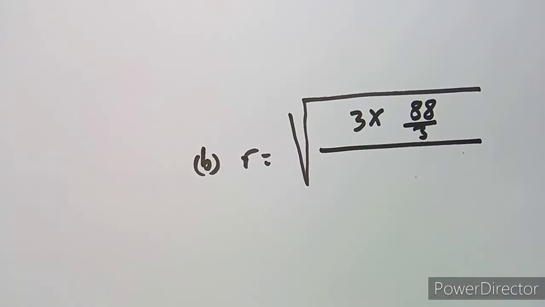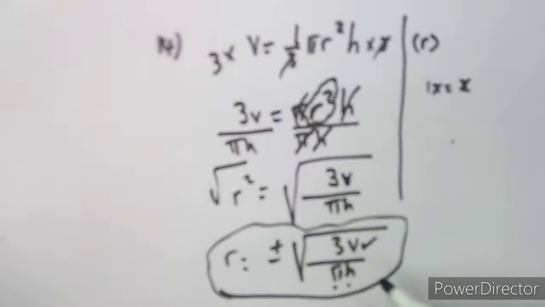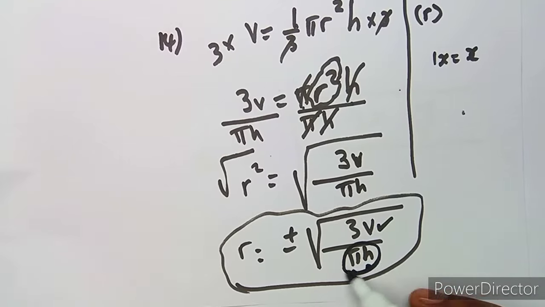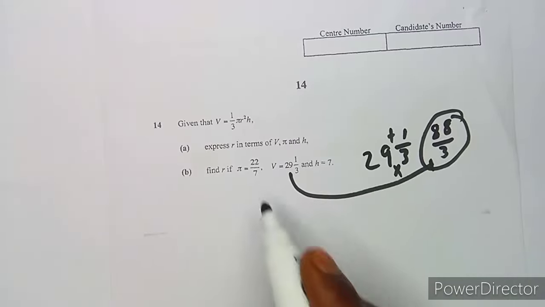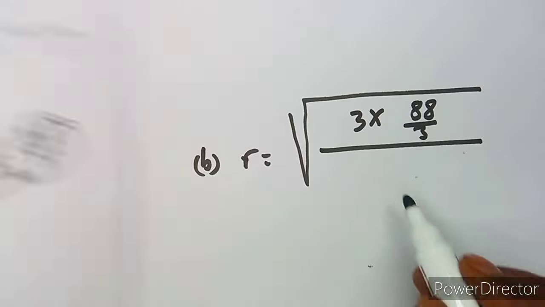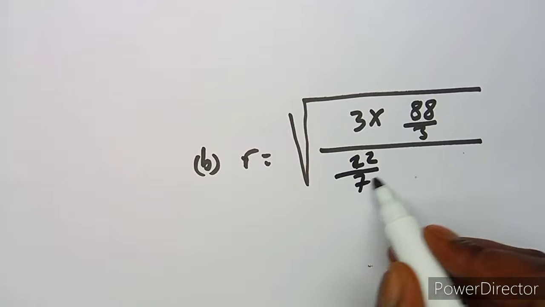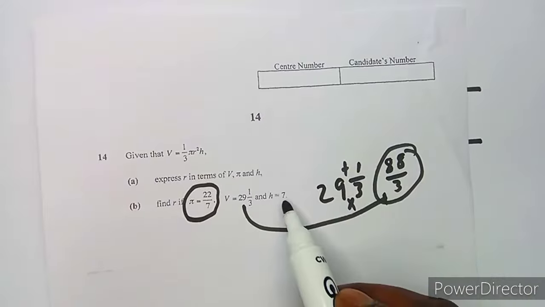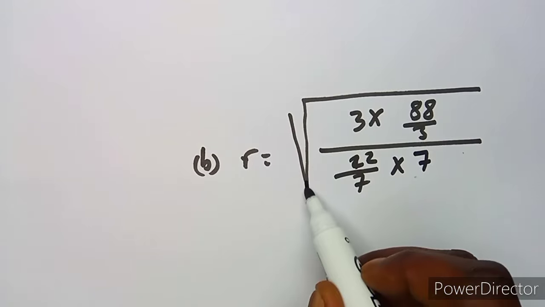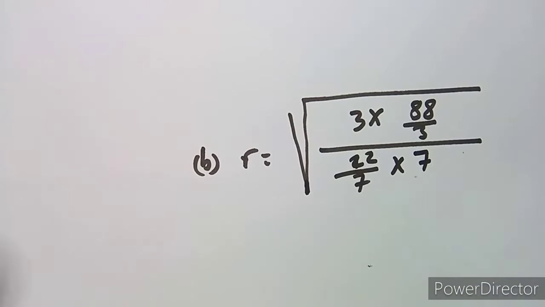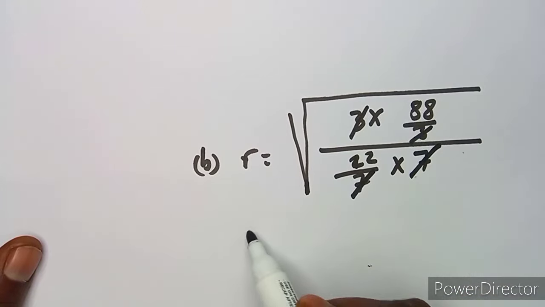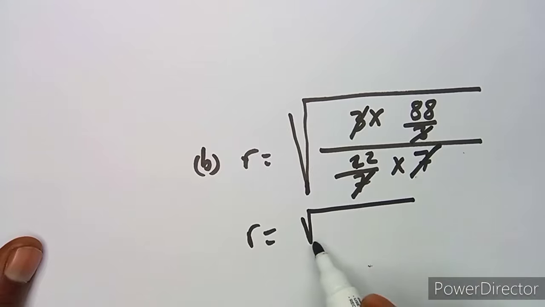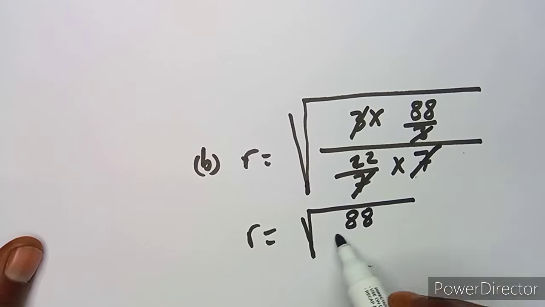Everything over, take note, we have got pi h in the denominator there. All right, this is actually pi times h, so pi you are given, h you are given, so you have to multiply the two. That is pi, which is 22/7, times the h, and our h in this case is 7. This is everything under the square root, so that is what is important. So 3 and 3 can cancel, 7 and 7 can cancel, which means r is equal to the square root of 88 over 22.